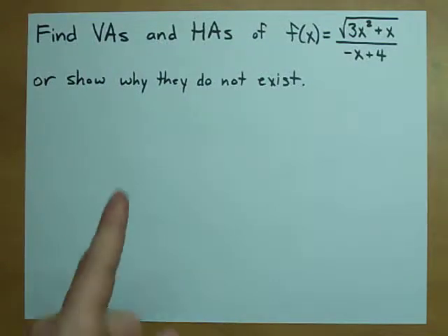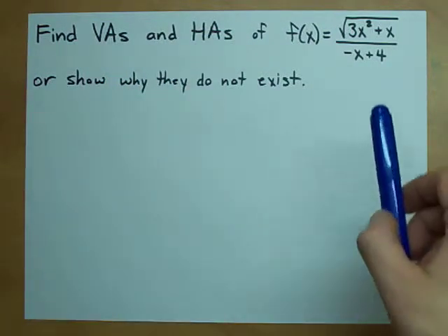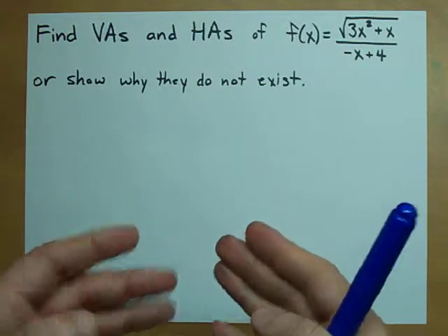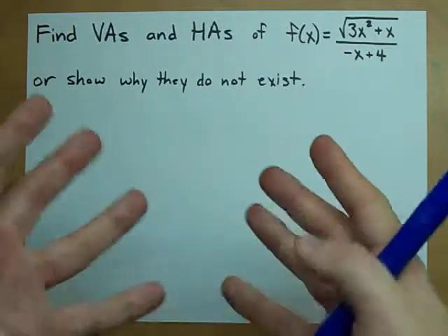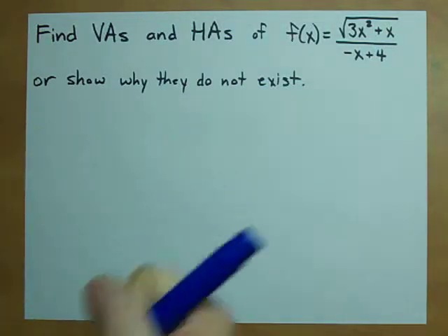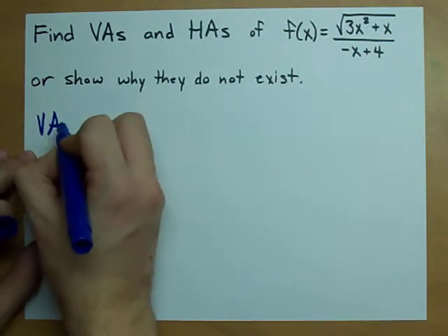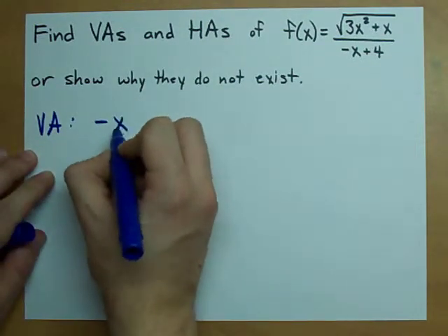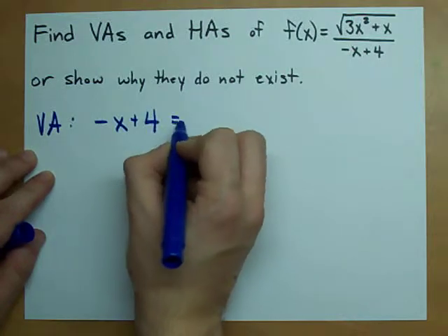Hey guys, find the vertical asymptotes and horizontal asymptotes of this function. Or, if there aren't any, show why there aren't any. How do you find vertical asymptotes? Vertical asymptotes exist when the bottom of the function equals 0.